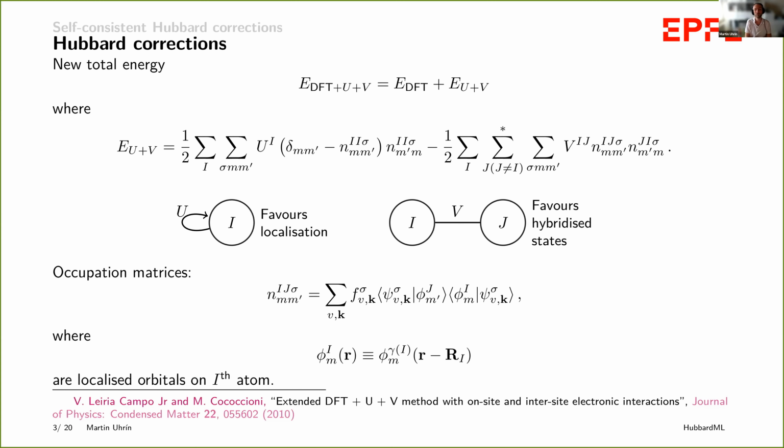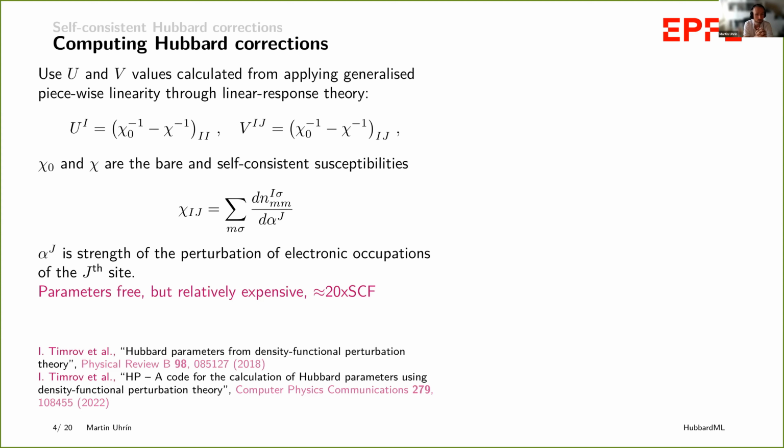So as Yuri talked about, the occupation matrices are nothing else than projection of the Kohn-Sham states onto some localized atomic orbitals, which will always have a spherical harmonic component, so they're eigenstates of the angular momentum. And these are always localized on the atom, so they have this property that they're invariant to translation, which will become important soon. Now, as Yuri showed, these can be calculated directly through using a perturbation theory approach.